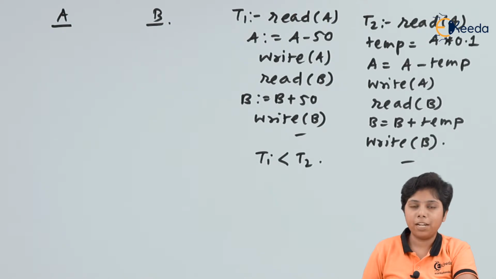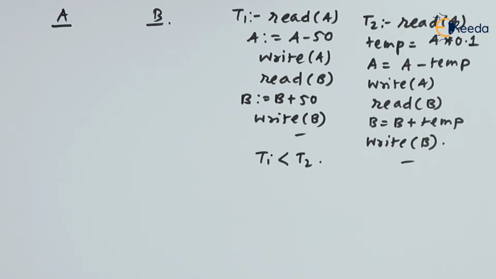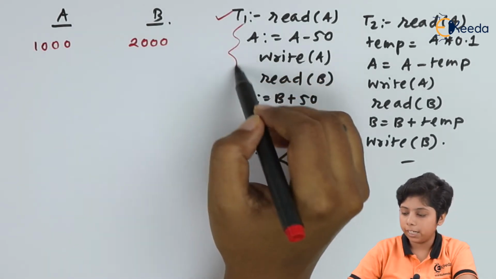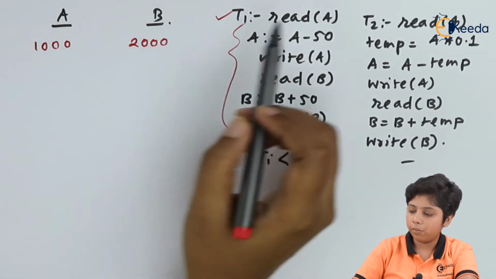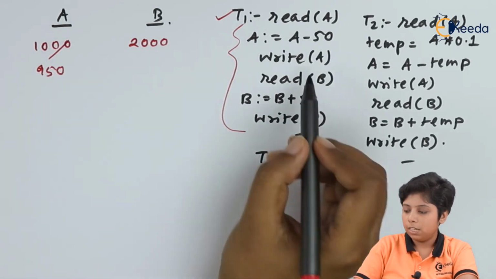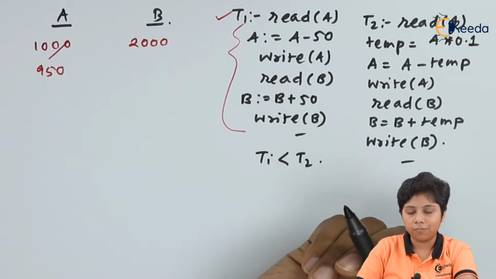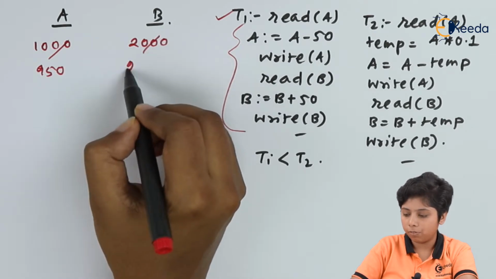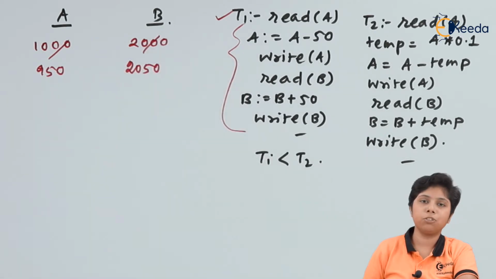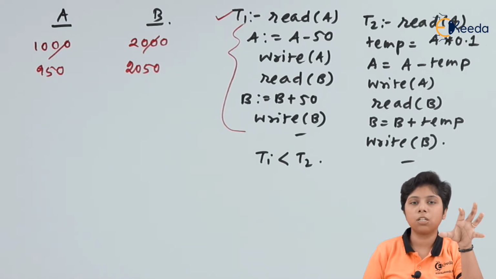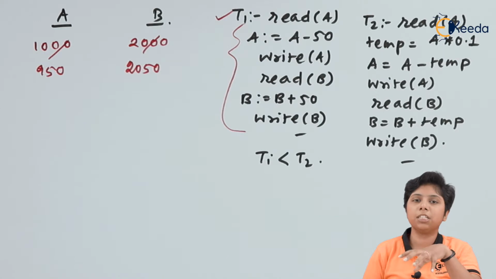Say the values of A and B are 1000 and 2000 respectively. As T1 will be performed first in its entirety, we read the value of A, that is 1000, minus 50, so it becomes 950. Write it to A, so now my A becomes 950. Reading the value of B, that is 2000, plus 50 is 2050, and then writing the data to B. That means my B becomes 2050. For the consistency check, we know that the previous result on the whole should remain unchanged with this consideration of the new one.